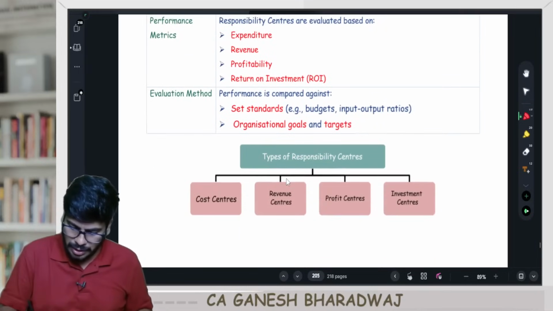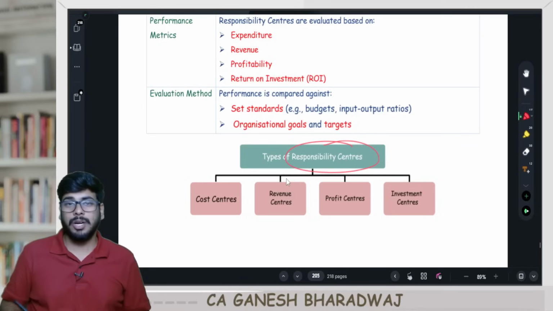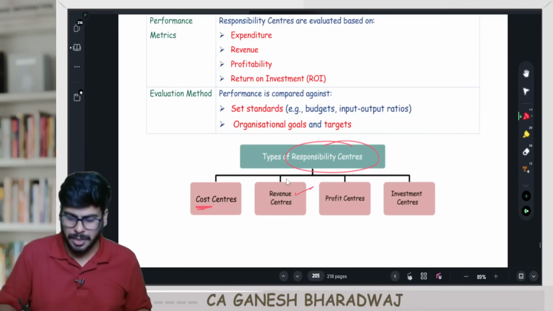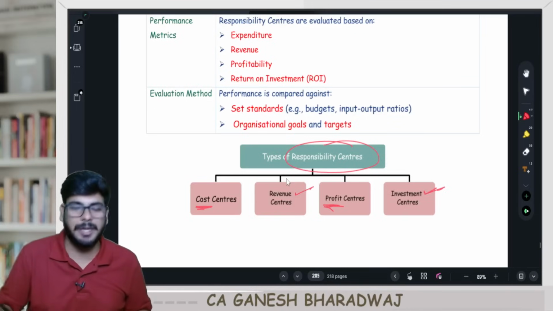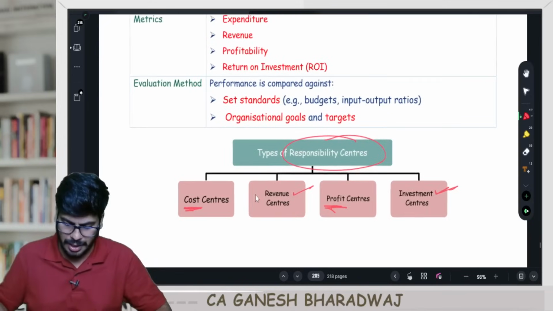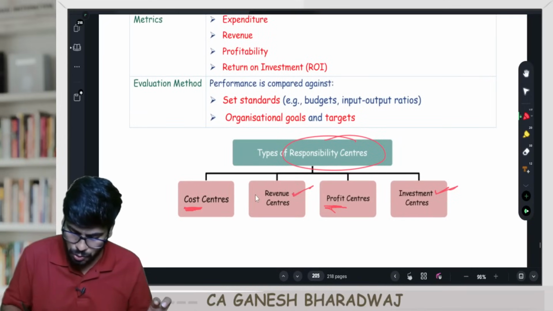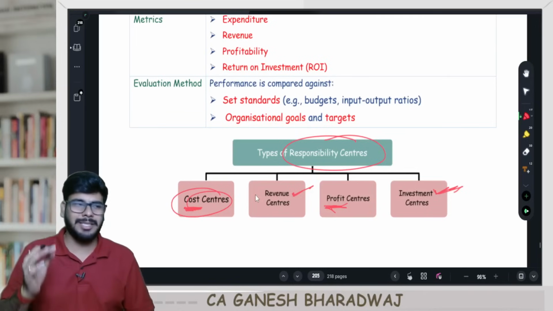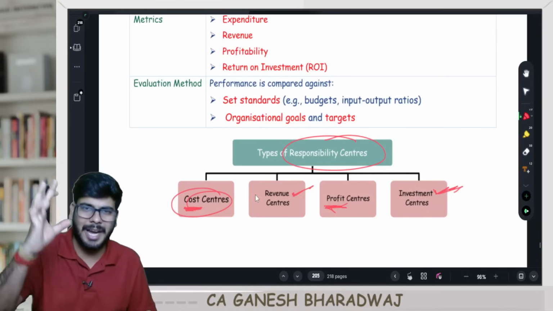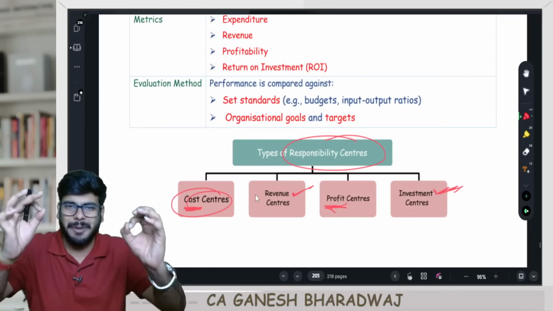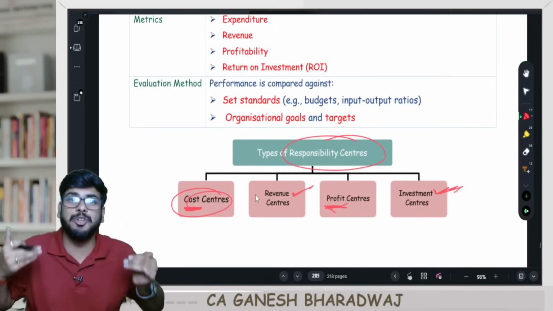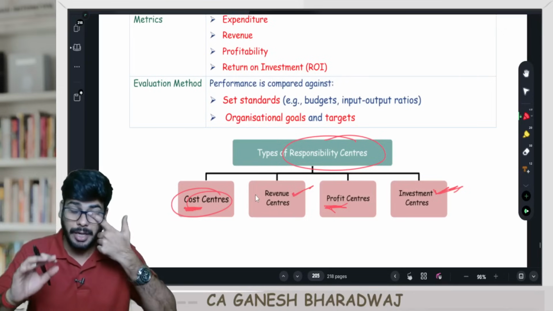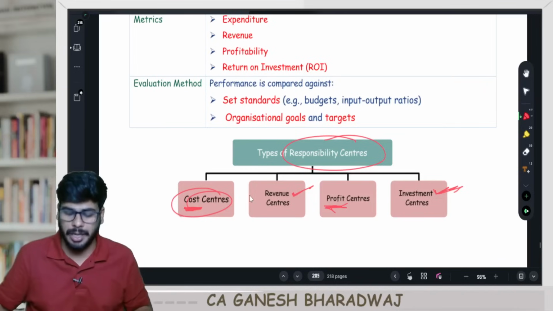Broadly, there are 4 types of responsibility center. What are they? Cost center, revenue center, profit center, and investment center. What do you mean by a cost center? It could be a department or anything. It is a center which is responsible only for incurring cost. It will not generate any revenue, it will not book any profit.